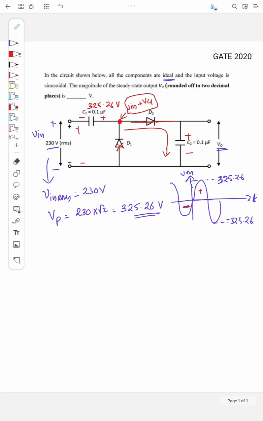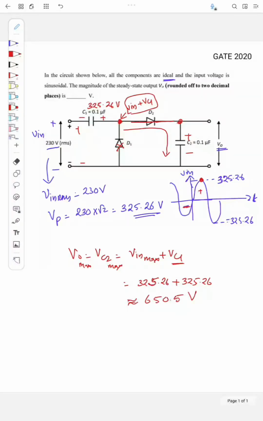I will call V0 the voltage across VC2, and the maximum voltage it will charge to is V in max plus VC1. VC1 plus V in is the voltage here, and it will charge to the maximum voltage. V in max is 325.26, plus VC1 is 325.26, since it's already charged, so it will be near 650.5 volt. So the capacitor C2 will be charged to 650.5 volt. That will be its steady state voltage. So the answer is 650.5 volt.